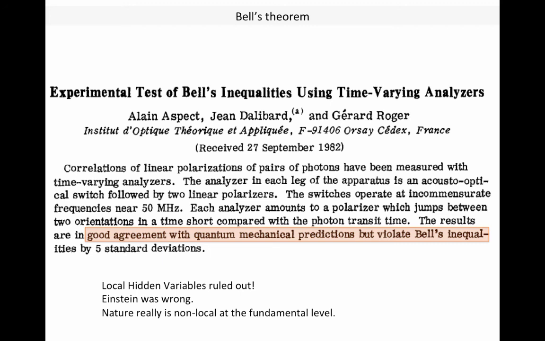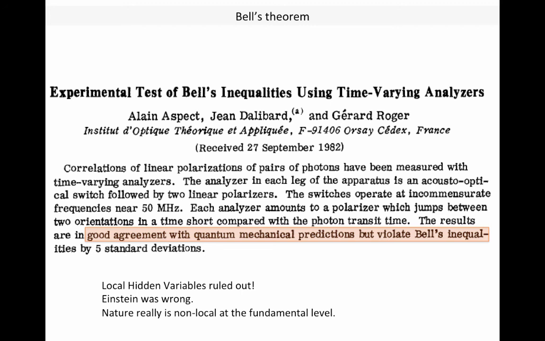They found results that agreed with non-local quantum mechanical predictions, but they violated Bell's inequalities, which means that they ruled out hidden variables theories. And notice here it says they're ruled out by 5 standard deviations. In other words, 5 standard deviations means that given the results of this experiment, the chance that local hidden variables theories are correct is 0.000000001%. In physics, just like in law, we have a concept of reasonable doubt and what constitutes beyond reasonable doubt. In physics, it's very precise. If you're beyond 5 standard deviations, then you are beyond reasonable doubt.